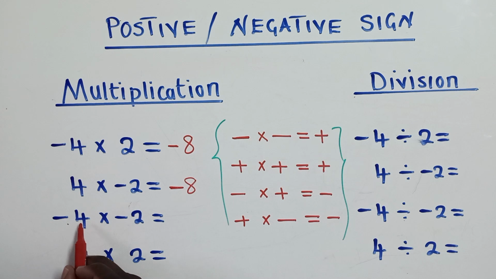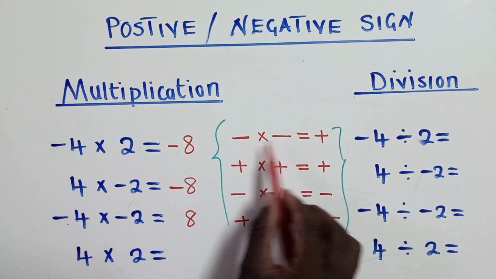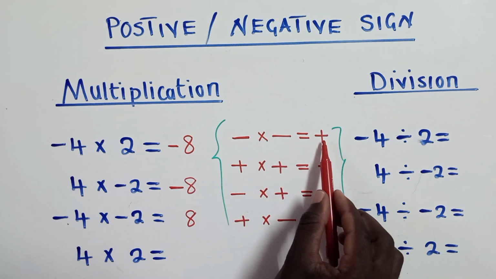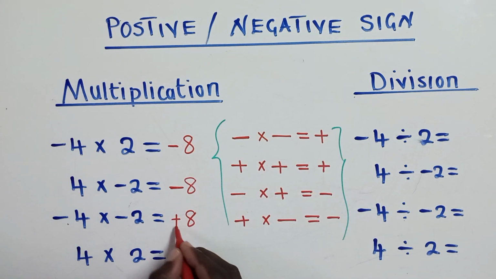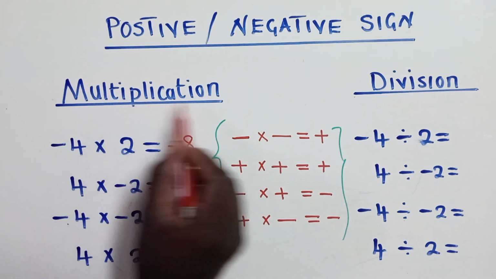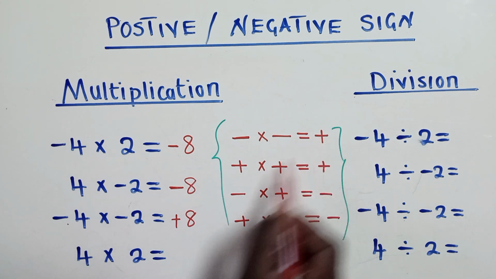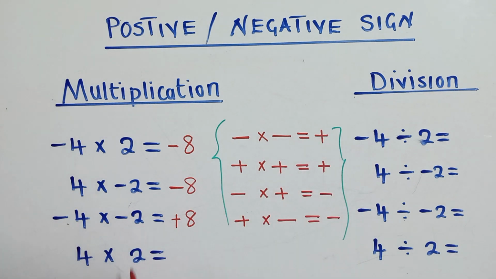Here, we have negative 4 times negative 2. So we're going to say 4 times 2, it's giving us 8. Do we have same signs or different? The signs are the same here. What does the pattern say? It says that when you have same signs, you always get a positive. So it's positive, for as long as you are multiplying same signs.